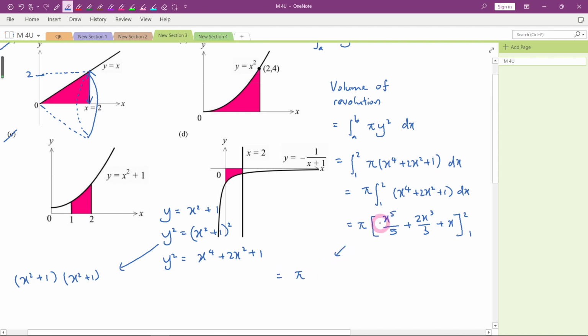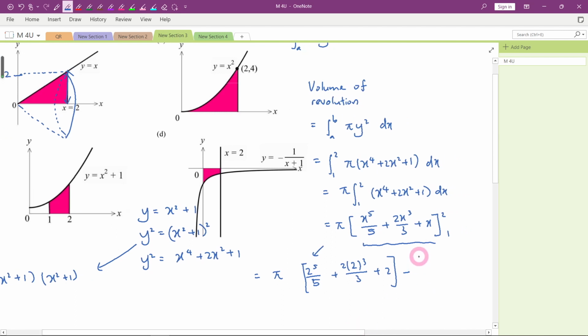Pi. Okay, so this part, bring the 2 in first. 2 power 5 over 5 plus 2 times 2 power 3 over 3 plus 2. Okay, minus 1 power 5 over 5 plus 2 times 1 power 3 over 3 plus 1. This is for upper limit, this is for lower limit, but if you write this way, it's not correct.